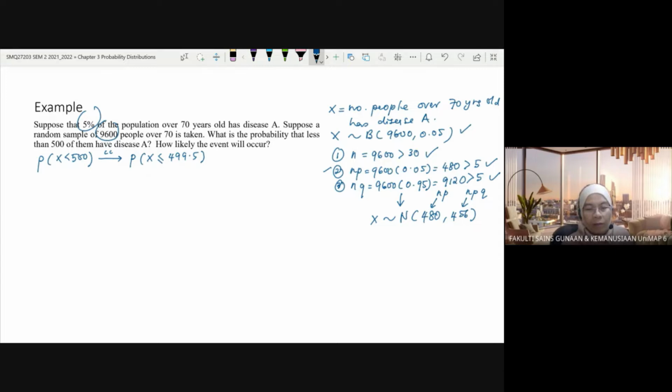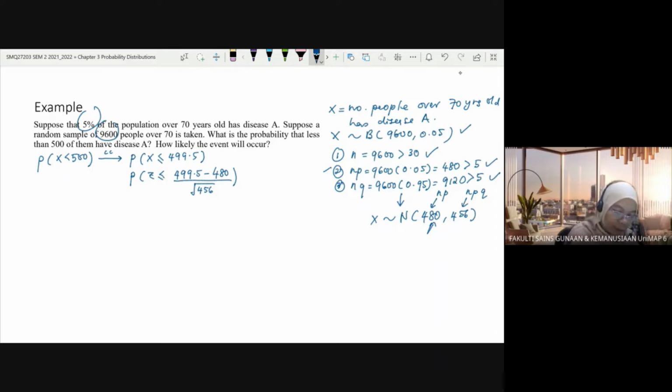And we know that in order to solve for normal distribution, we have to transform the particular problem to the standard normal distribution, where we will refer to one distribution only, the standard normal. So when we transform, this becomes P(Z ≤ ...), and we have to transform the right hand side as well. That will be 499.5 minus the mean, that would be 480, divided by the standard deviation of the distribution, that will be the square root of 456. So that will be the second step.